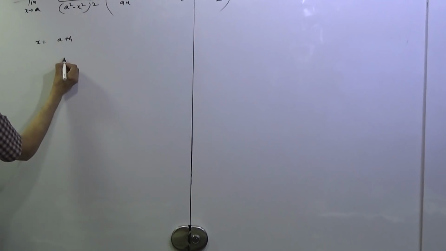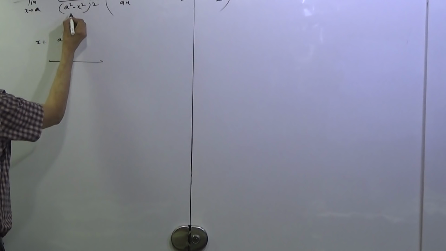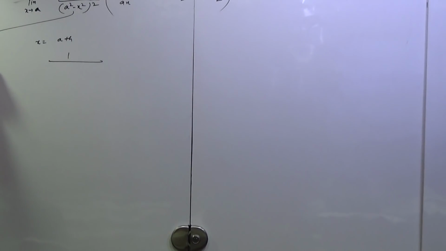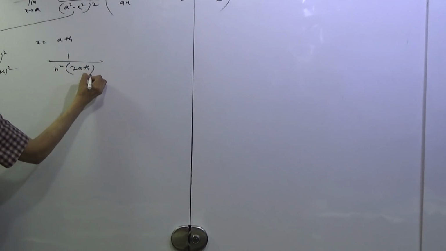What do you get in the denominator here? If I write a plus h here, then can you make the factors separately? A minus h whole square and a plus h whole square, isn't it? Yes, sir. So this is cancelled out. What is left? h square into 2a plus h whole square.